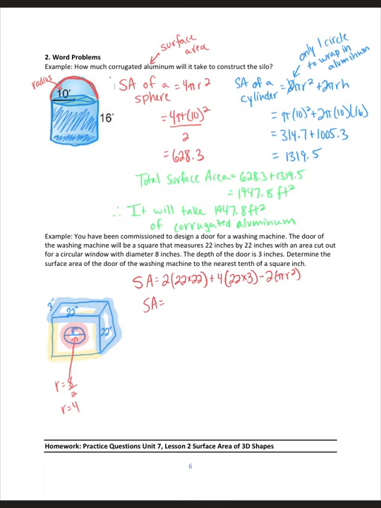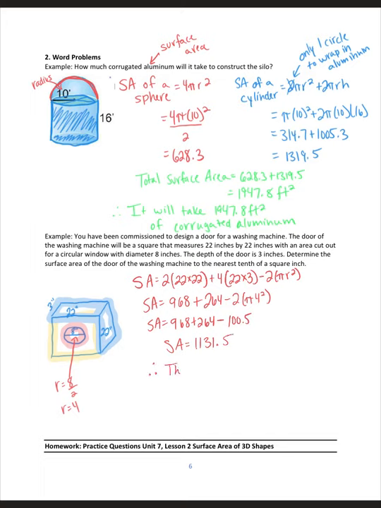So we can simplify some of this as we're going. 22 times 22, and then times 2 is going to be 968. Plus, 3 times 22 is 66. 66 times 4 is 264. And we'll minus from that the pi times 4 squared. Okay, so we have 968 plus 264. And if we calculate those circles we're subtracting, we should get 100.5. So your surface area is going to equal 1,131.5.